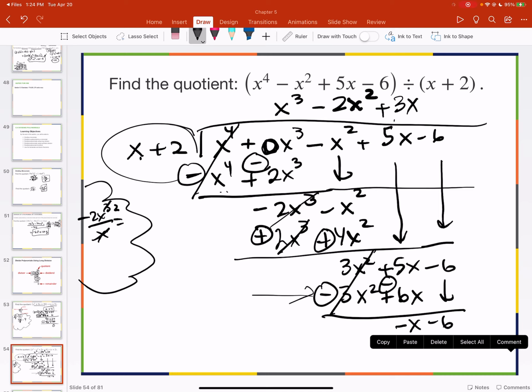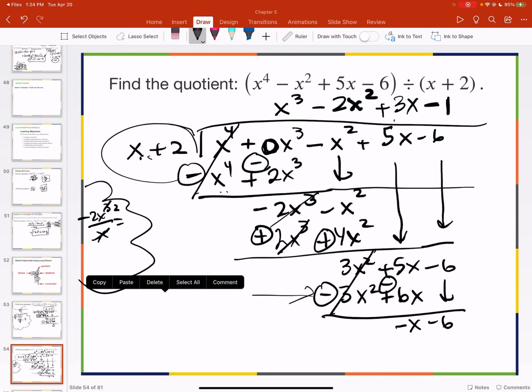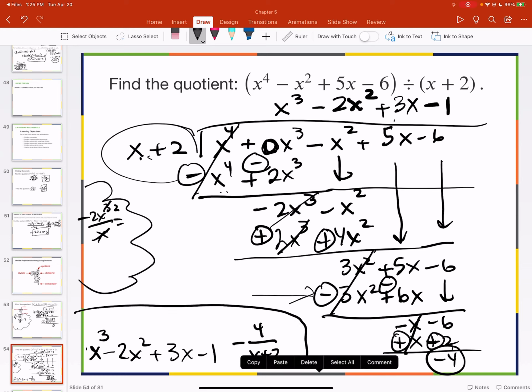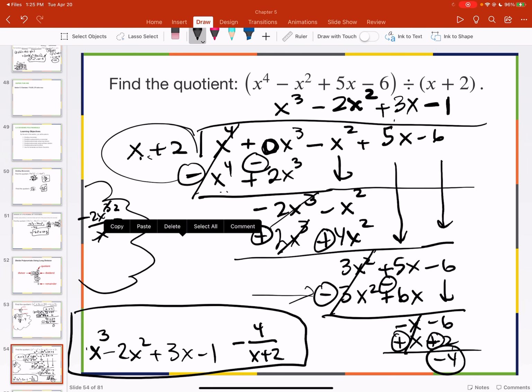Bring down that. So in order to get negative x, I need to multiply the outside x plus 2 by negative 1. That gives me negative x minus 2. Change the signs, because when you subtract a negative, it becomes a plus. These cancel, and you get negative 4 as your remainder. Final answer is x cubed minus 2x squared plus 3x minus 1. And then the remainder is minus 4 over x plus 2. So that's the remainder part. In the last problem, we didn't have a remainder, so that's why we didn't really use it, okay?